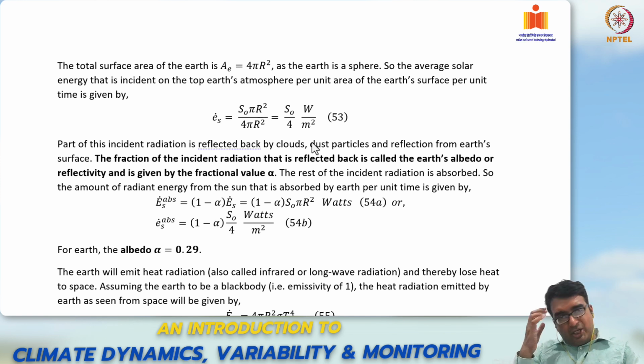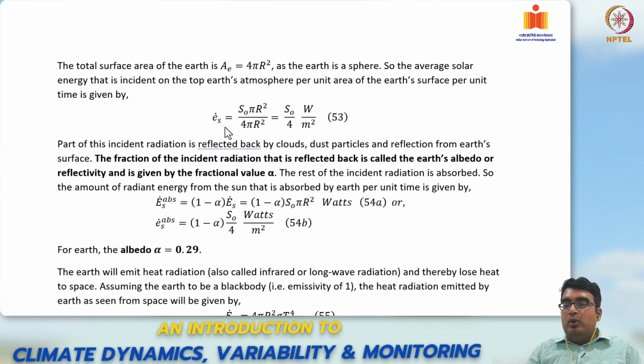This fraction is called Earth's albedo or reflectivity. Remember, this is the same thing we see in the moon. You are seeing the moon at night because this part of the solar energy is being reflected back by the surface of the moon and is hitting Earth. If the moon was a perfect absorber, we would not have seen any light of the moon at all. Similarly, Earth is visible from space because Earth is reflecting part of the sunlight back to space. So, this fraction is called the Earth's albedo and is given by a value alpha.